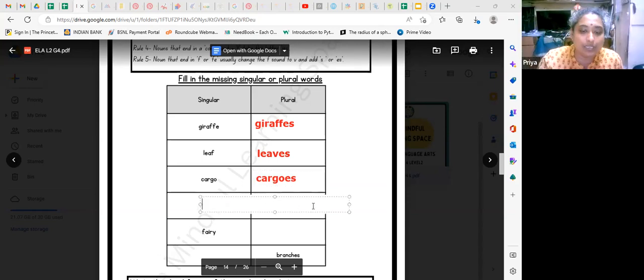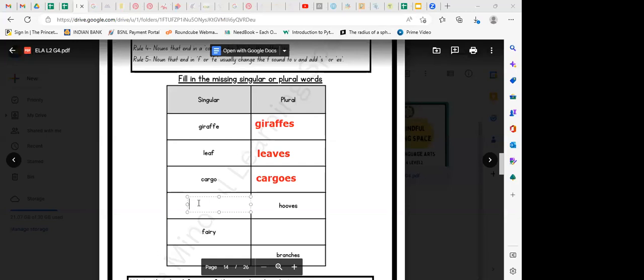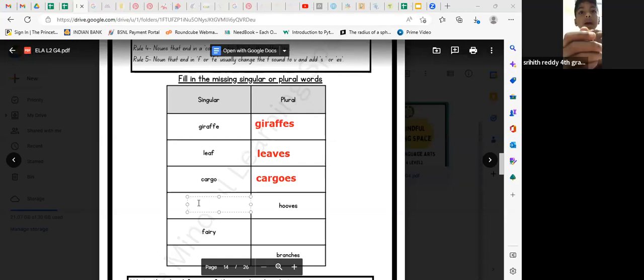So what do you think is the singular form of hooves? What is the singular form of hooves? What's the spelling? H-O-O-F.